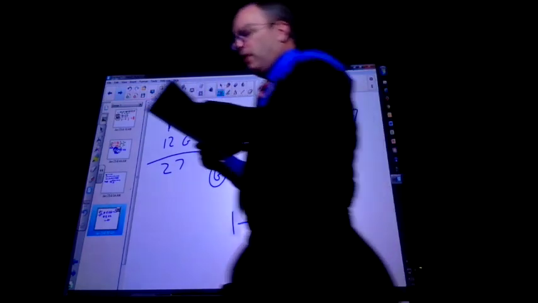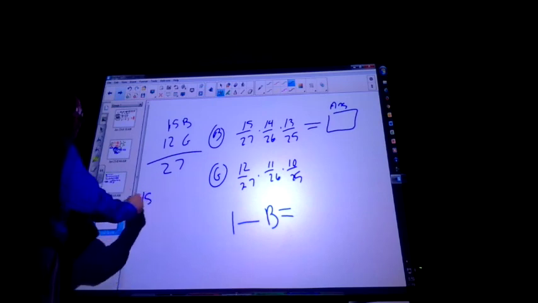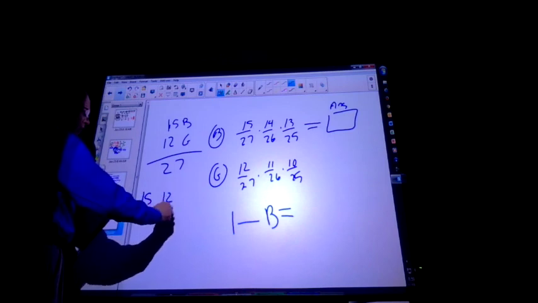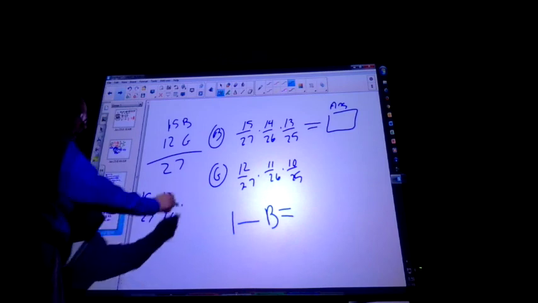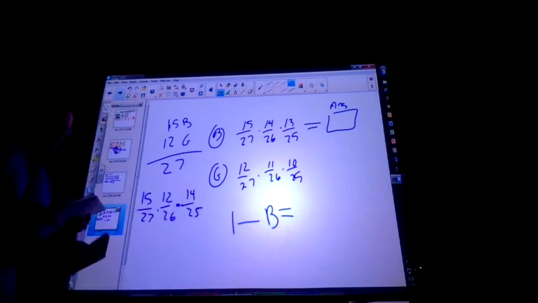And then the probability of boy, girl, boy. So boy, 15 out of 27 times girl, 12 out of 26 times boy, 14 out of 25. And if you multiply that all together, you'll get boy, girl, boy. Girl, 1.3 is your homework.